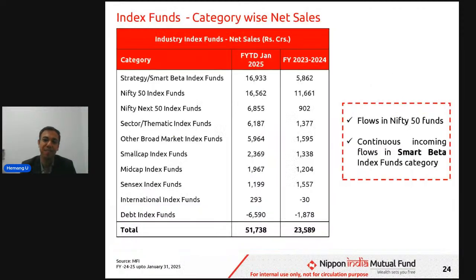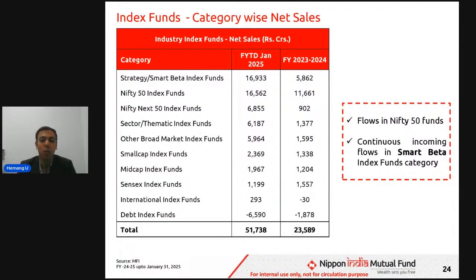In terms of net sales, these are flows which keep coming for different categories of index funds. What we are trying to show here is 2023-24, and YTD till Jan 25, and we are still a month away from closing the year. If you see the top, the first item is smart beta or strategy funds.